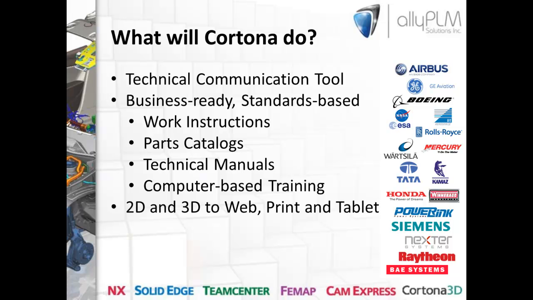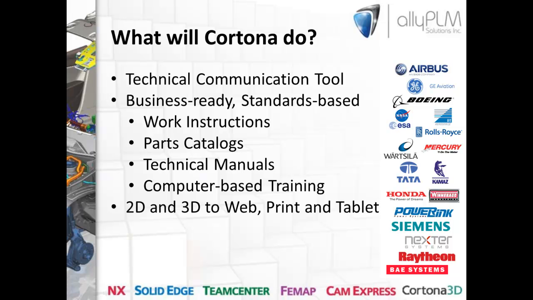The documentation created by Cortona is then delivered through multiple different methods, including HTML, which can be published on the web or on a tablet such as an iPad, as well as a PDF, which can be printed out and delivered as a hard copy to your end user. This concept of authoring the data once and publishing it to multiple formats is unique to Cortona3D.